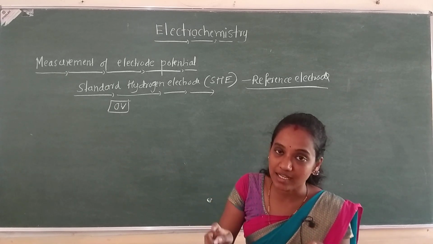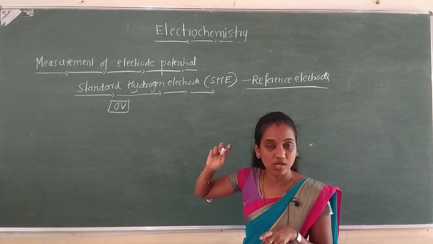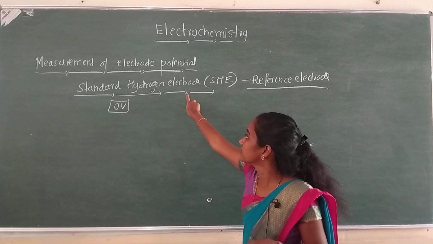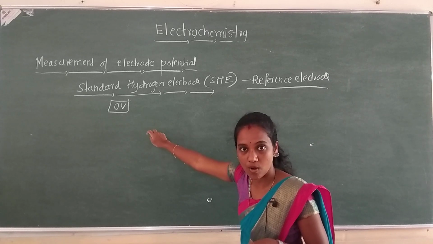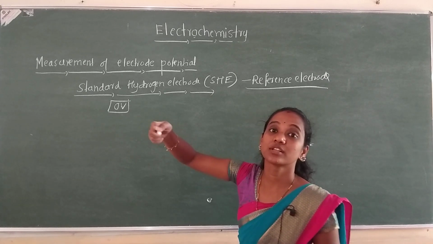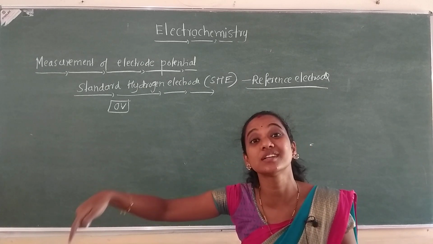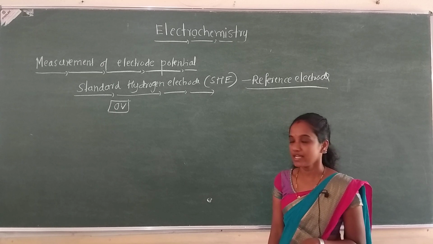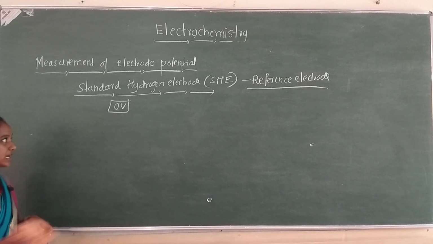So after constructing a cell, we can write the formula E cell equal to E cathode minus E anode. Here the electrode potential of the hydrogen electrode is already known, that is 0 volt. So directly we can measure the EMF. So that EMF itself is the electrode potential of the given half cell. Clear? Now let us study about the standard hydrogen electrode first.